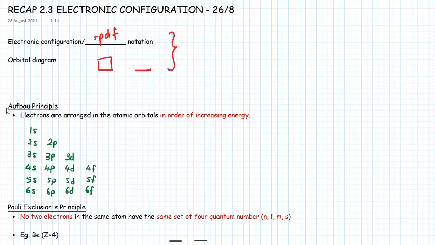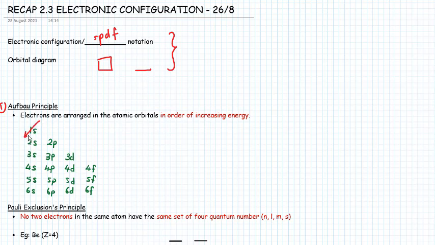First of all is the Aufbau principle. The Aufbau principle says that electrons are arranged in the atomic orbitals in order of increasing energy. I hope you still remember the raindrops diagram, or we can also call it the diagonal rule. Arrange accordingly for the s, p, d, and f subshells, and then draw diagonal lines to see how the orbitals are arranged in order of increasing energy level.